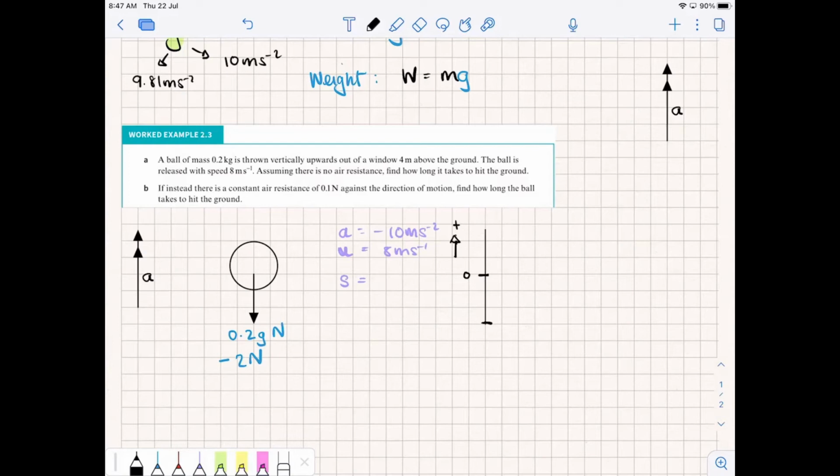Okay. Dominic, what's my ending displacement going to be when the ball hits the ground, if I consider my position to be the starting position? It'll be negative, because the ball's going to go lower. This window is 4 meters above the ground, and so if it hits the ground, it's going to have traveled minus 4 meters in displacement. So your ending displacement is minus 4 meters.